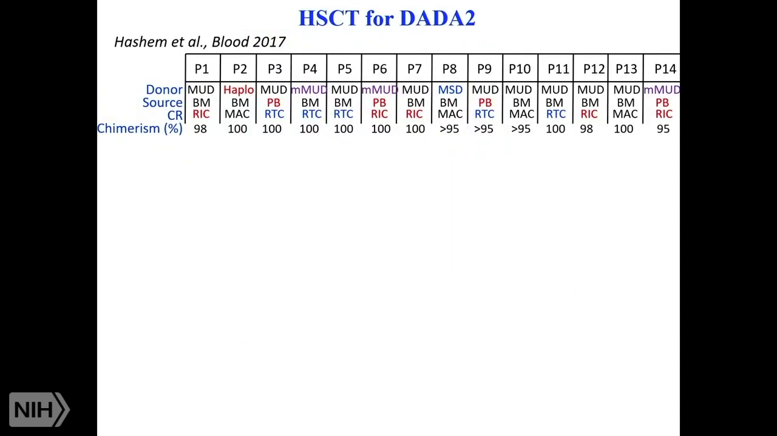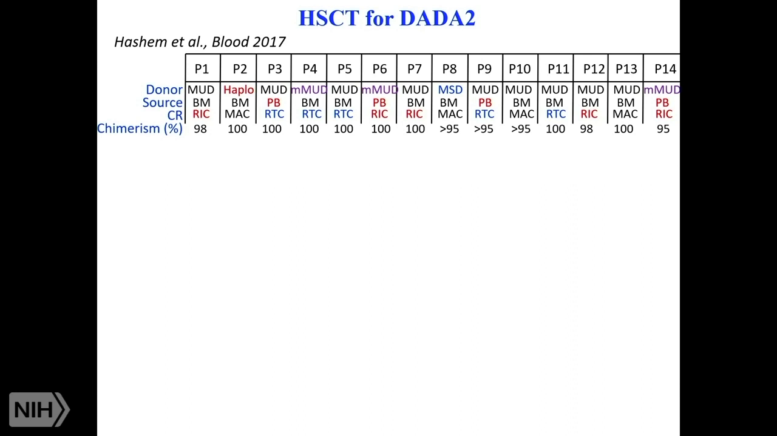There's a paper that actually summarized this experience. We're talking about a very limited number of patients. And the point I want to make here is that, as you can see, patients are heterogeneous in this study in terms of the type of donor, the type of conditioning that they got, and even age of transplantation. So this is a multi-center study. So it was a collection of patients treated at different centers.